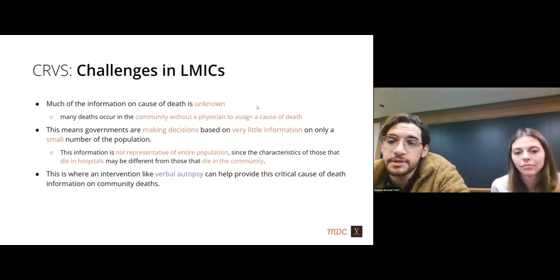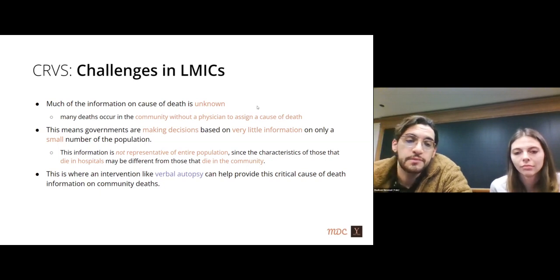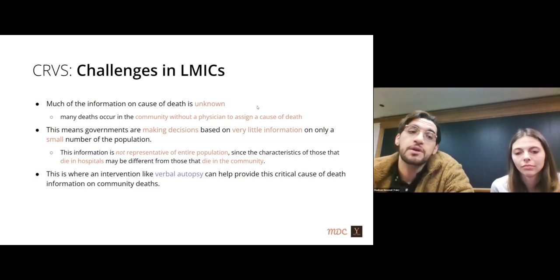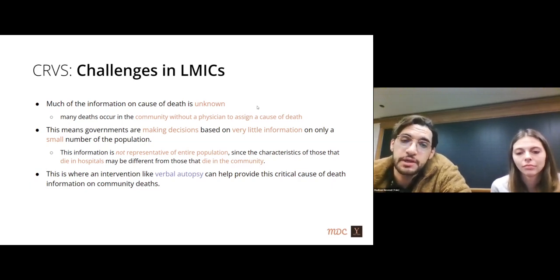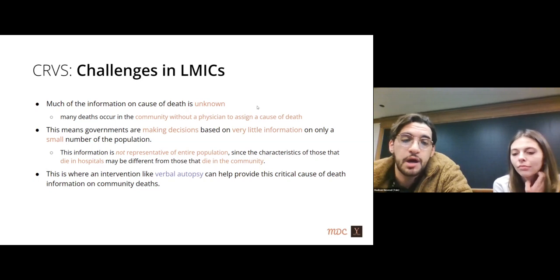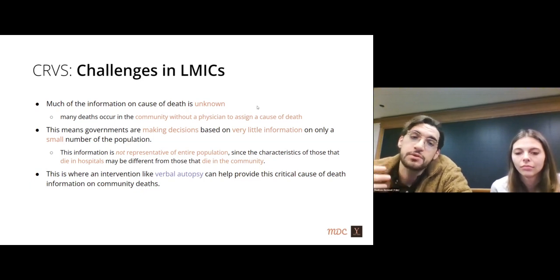Whether they have incomplete CRVS, which is likely the situation, or in some regions where there's incomplete or rather non-existent CRVS. The problem with that is obviously we don't have that information, but also if there is some CRVS, we're collecting very little information from a small number of the population. And that is actually not representative, because you're trying to use a very limited set of information and building upon it initiatives that are applied to a wider net of the population.